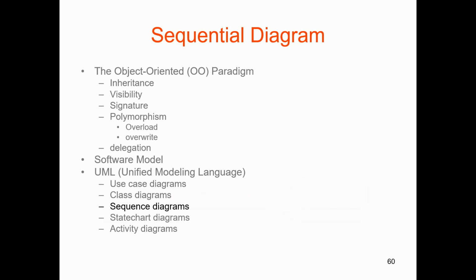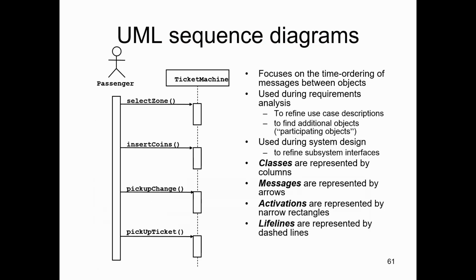So here we finish the use case diagram and the class diagram. The next is the sequence diagram. The sequence diagram focuses on the time ordering of messages. Here the staff actor sends a message to the interface object, and this message is actually a function call, and then it follows this time ordering. The time ordering goes down vertically. So here select zoom happens first, and then insert the corn happens next, and so on.